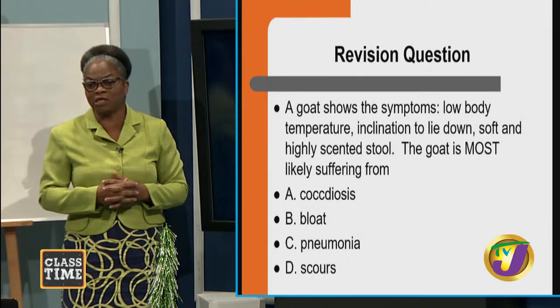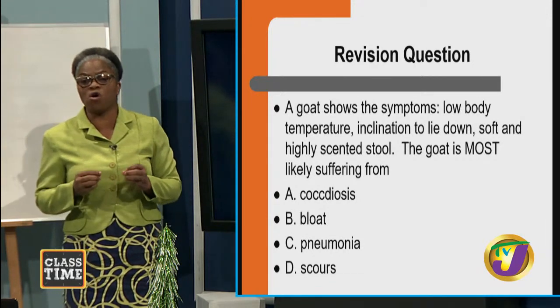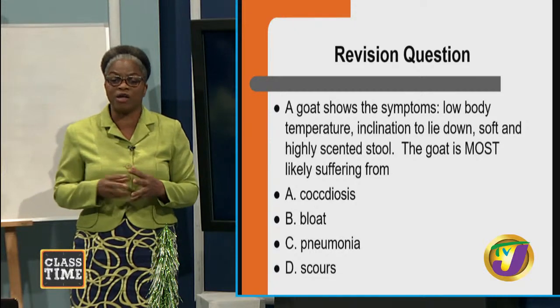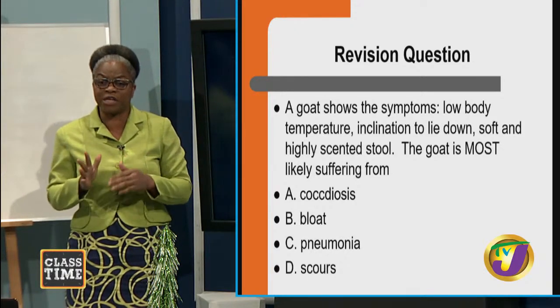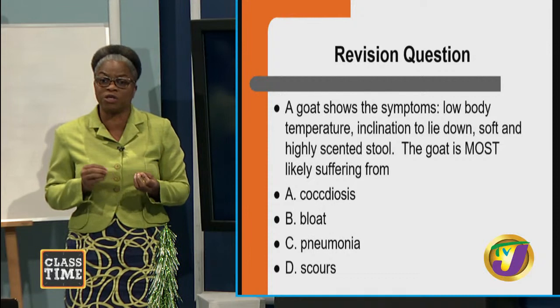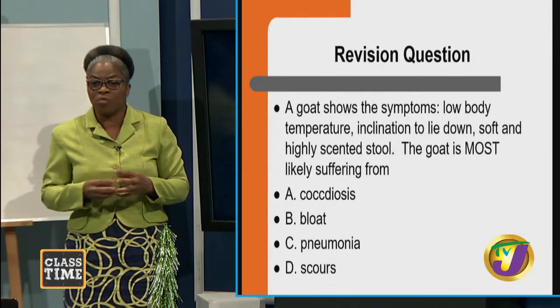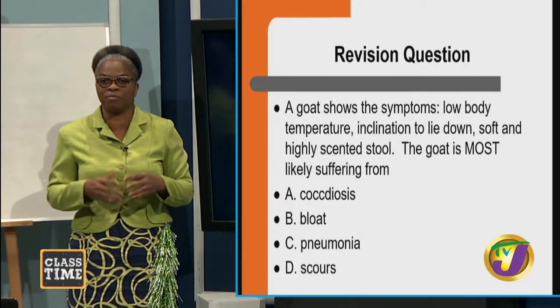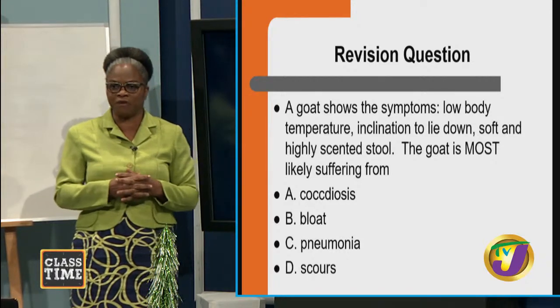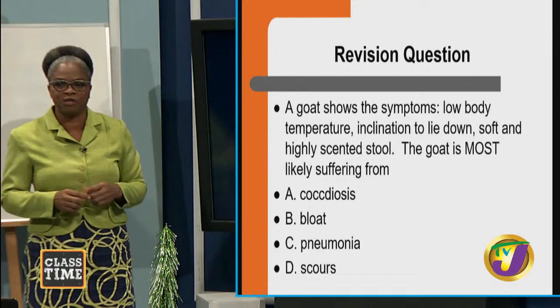And so we have two types of scours, students. We have what we call nutritional scours, and then we have white scours. The difference is that nutritional scours is not highly scented, but the white scours is going to be highly scented. So the answer for that question is D, scours.